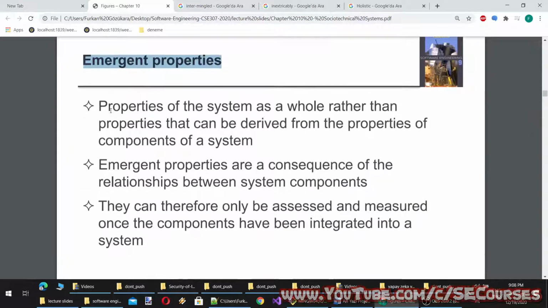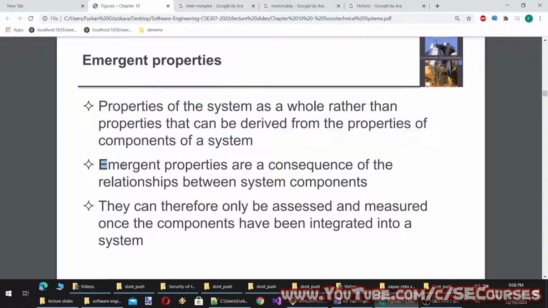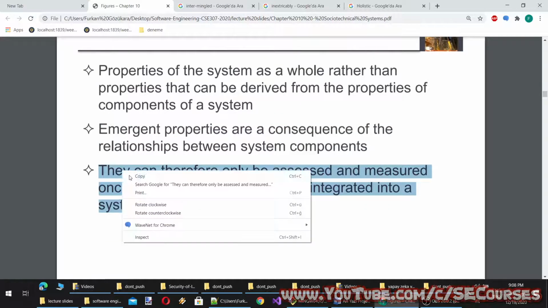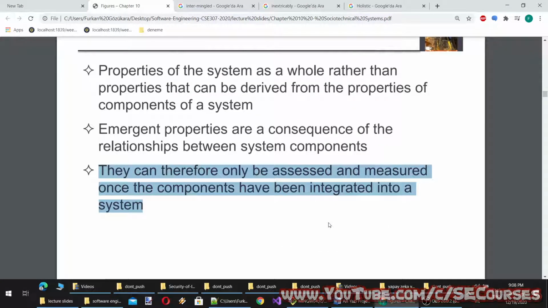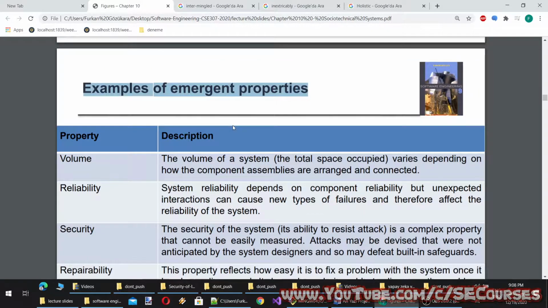Okay, so emergent properties are like this. Properties of the system as a whole rather than properties that can be derived from the properties of components of a system. Emergent properties are a consequence of the relationships between system components. They can therefore only be assessed and measured once the components have been integrated into a system. Okay.